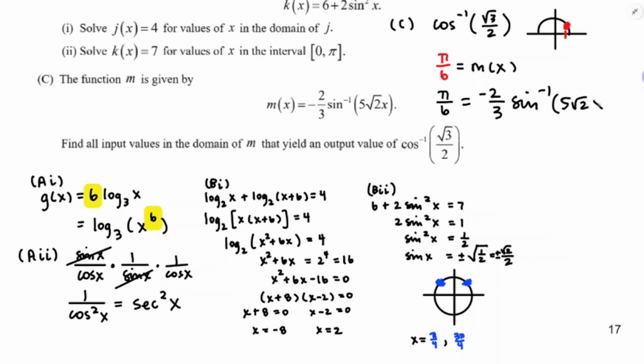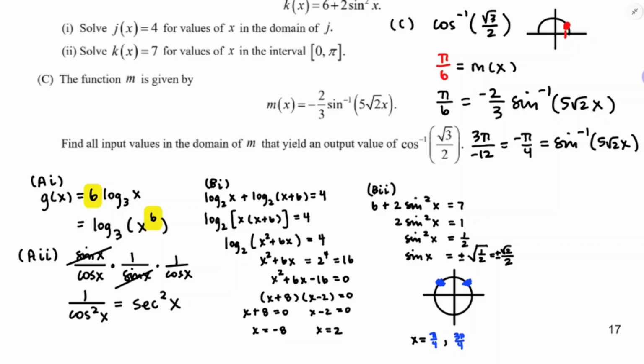These are kind of weird ones. But if we just have faith, it ends up being all right. So I'm going to multiply both sides by 3 and divide both sides by negative 2. So that would be 3 pi over negative 12, and that's negative pi over 4, is equal to arc sine of 5 root 2x.